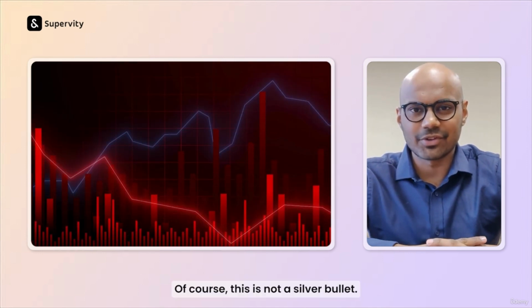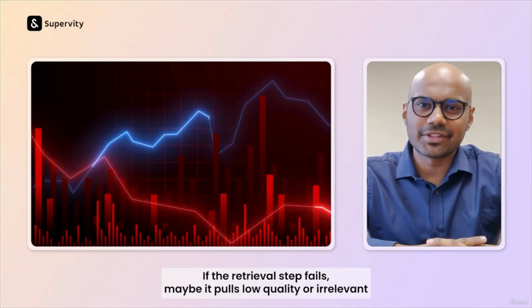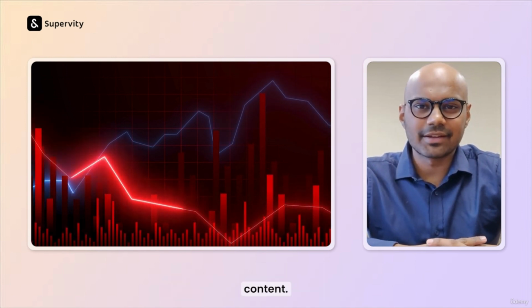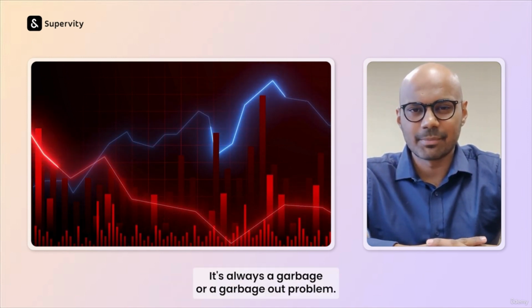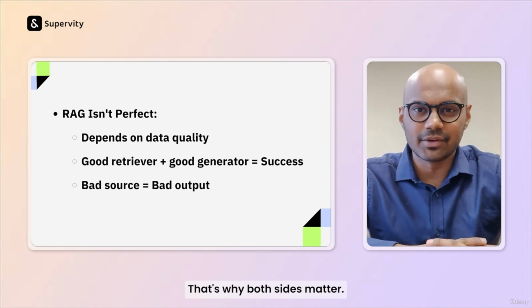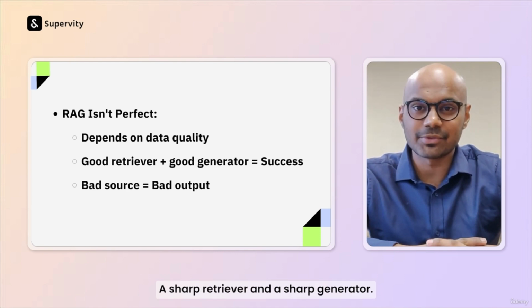Of course, this is not a silver bullet. If the retrieval step fails, maybe it pulls low quality or irrelevant content. It's always a garbage in, garbage out problem. Then even a good model might give a bad answer. That's why both sides matter, a sharp retriever and a sharp generator.